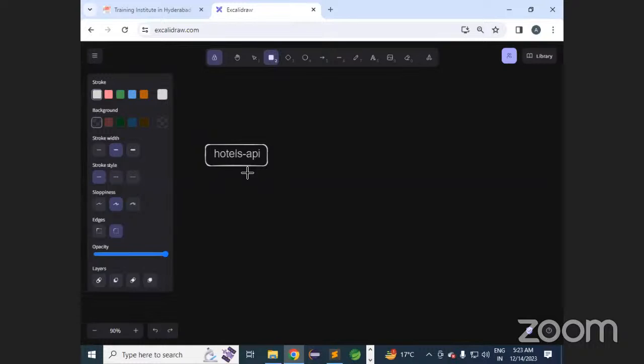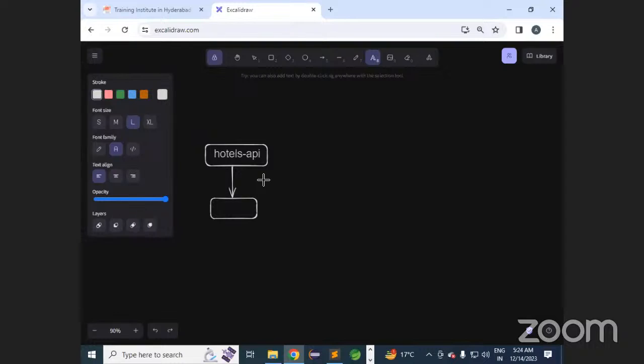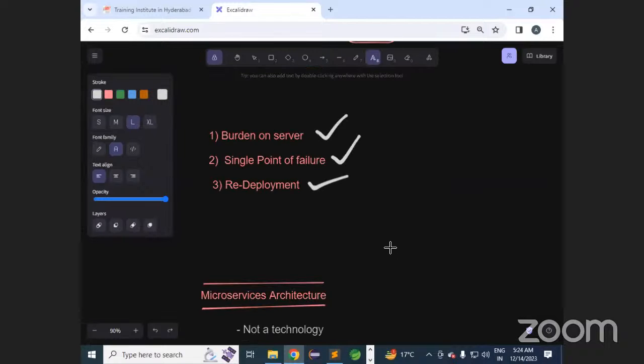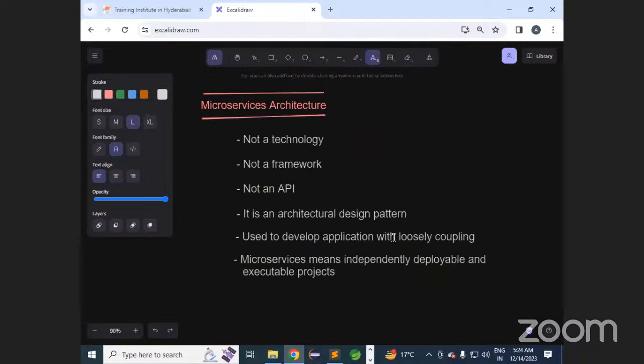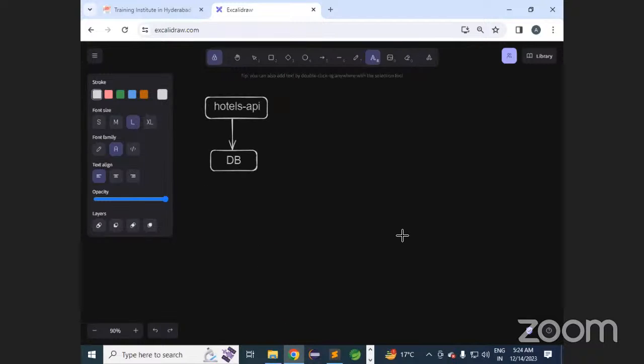which can be independently deployable and independently executable. Now, here for the hotels API, one database is required. Hotels API will maintain its own database. Earlier, for all the functionalities, a common database was available. Now, every microservice will maintain its own database. So when you go for monolithic architecture, all the functionalities are communicating with the single database. Now, microservice architecture means every service is having its own database.